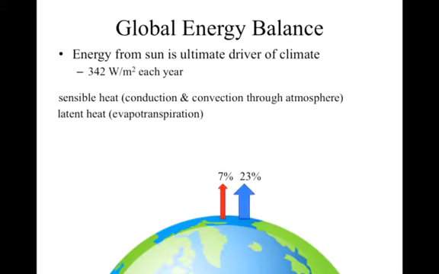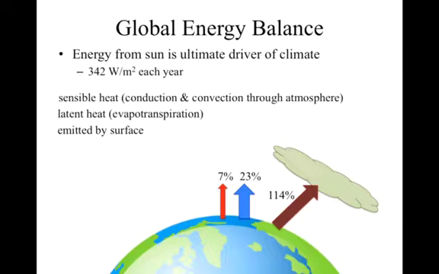We also have heat loss through latent heat, and this is what occurs when you have evapotranspiration. You probably learned in chemistry class that when you have changes in state, that takes energy. When I turn liquid water into gaseous water, that takes energy, and that energy is what we call latent heat, and that energy is then removed from the system. And so about 23% of the 342 watts per meter squared that the sun shines in every year is actually lost in a process called latent heat.